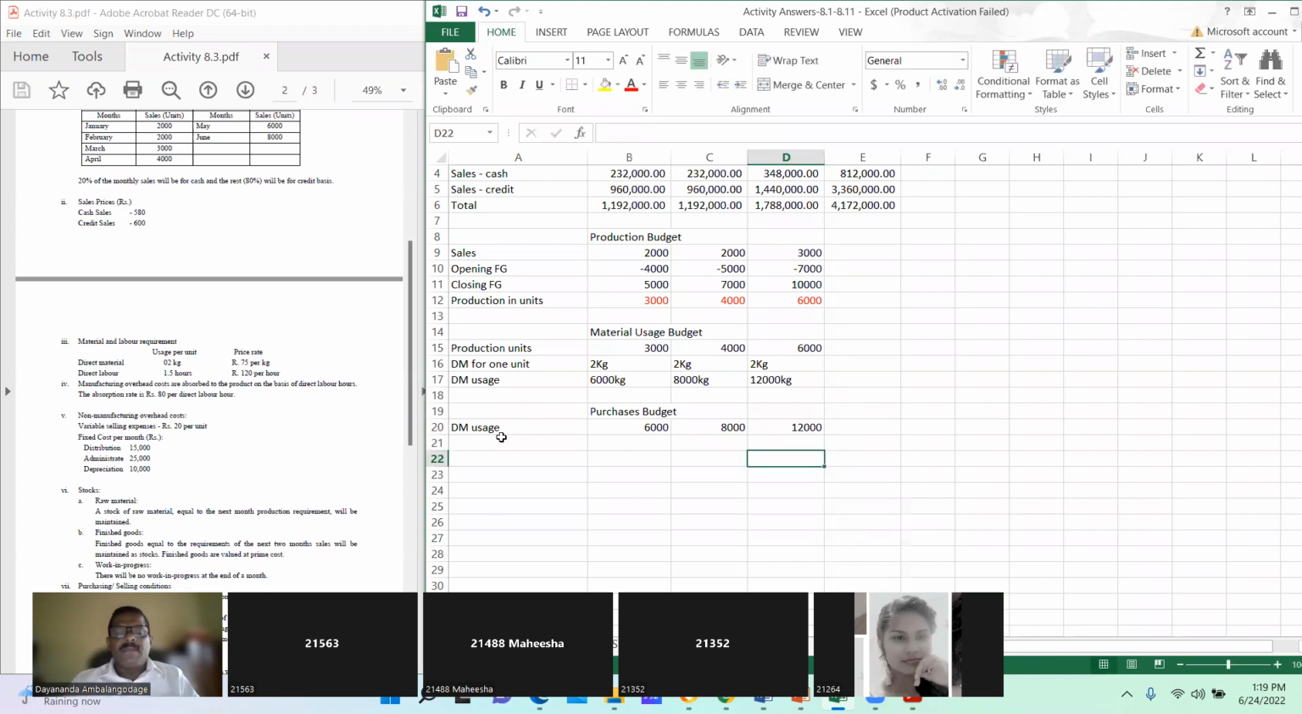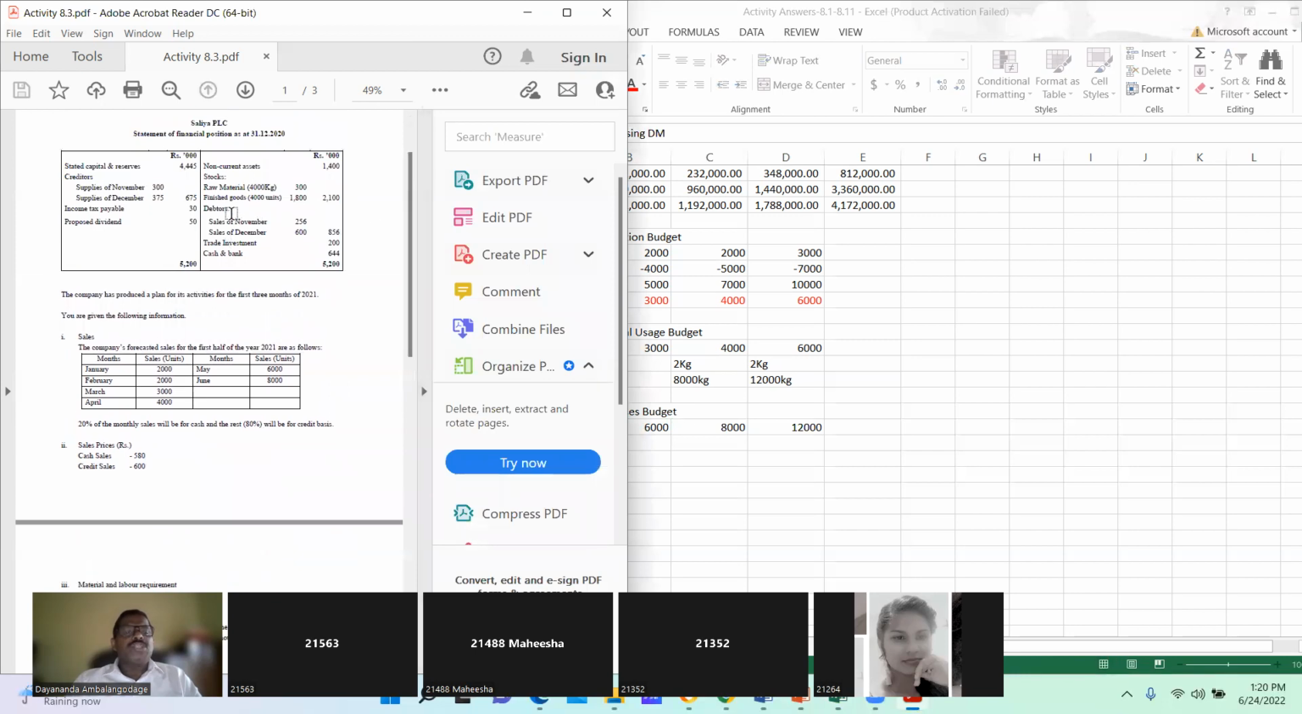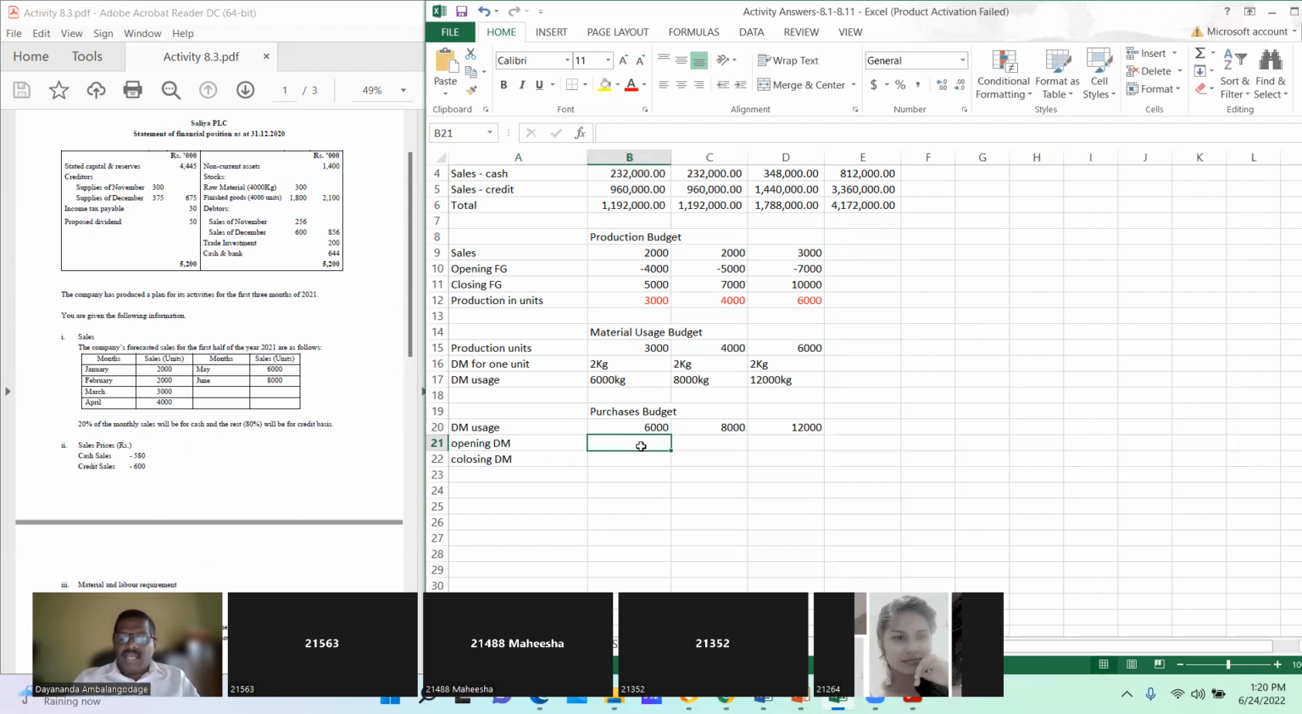What we are doing is we are making the opening stock, opening raw material or direct material, whatever words you are using, then closing raw material or closing direct material. We can find out opening raw material from the balance sheet, of course, 4,000 kg. So thereby we are deducting 4,000 kg.